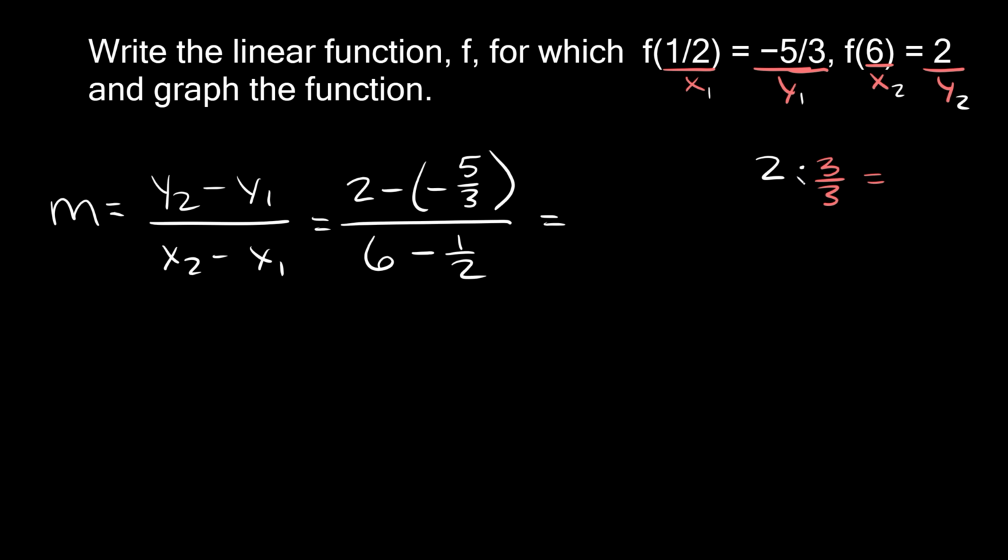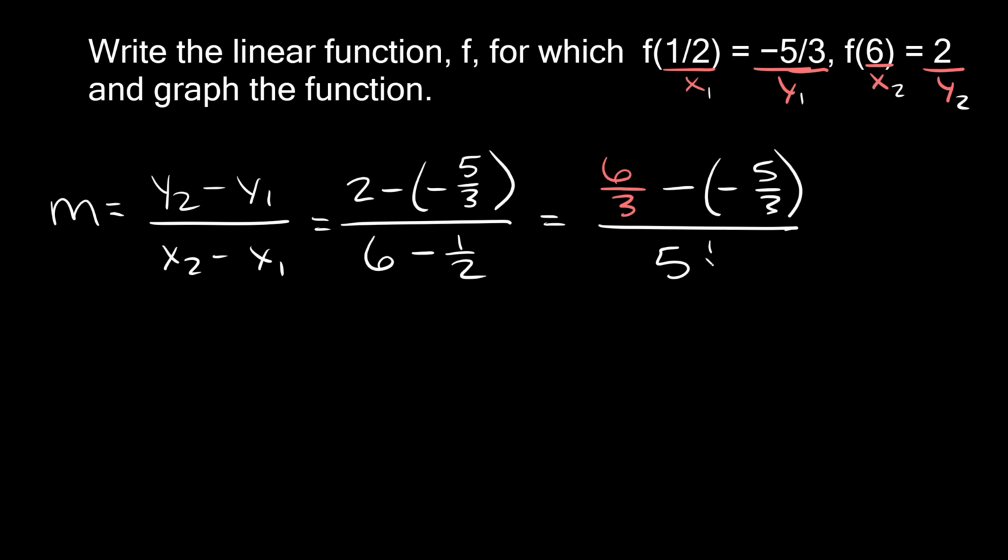So anyways, here we have 2 times 3 over 3. So on top, 2 times 3 is equal to 6. And on the bottom, we just have this 3, right? 6/3. So let's write that right here. So instead of 2, let's write 6/3. And then we're subtracting this negative 5/3. And then again, that's over 6 minus 1/2 is just 5.5. Okay, so we'll have 5.5 down here.